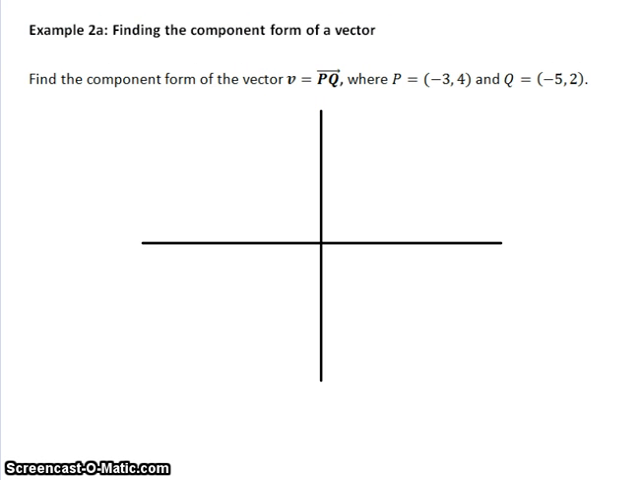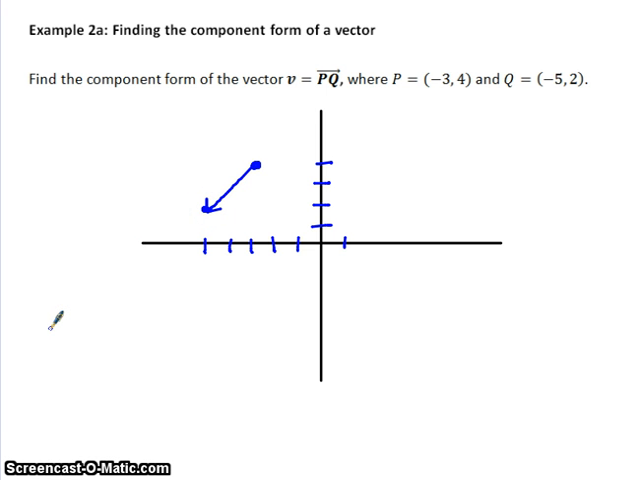So let's get an example here. Let's say we're finding the component form of PQ, and we have point P at -3, 4, which is right here, and we have Q at -5, 2. So -5, 2 is right here.